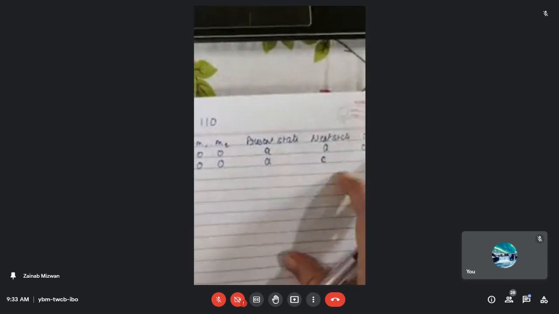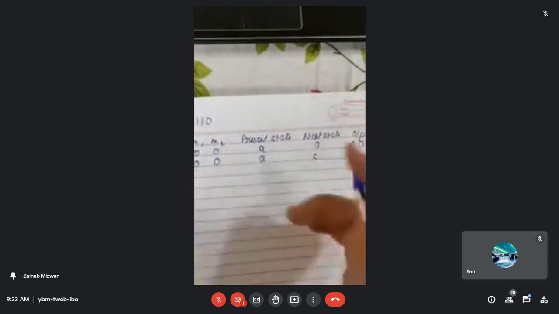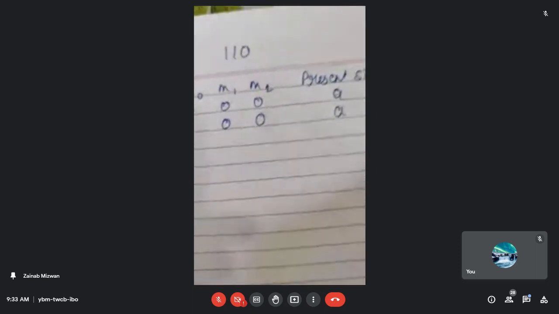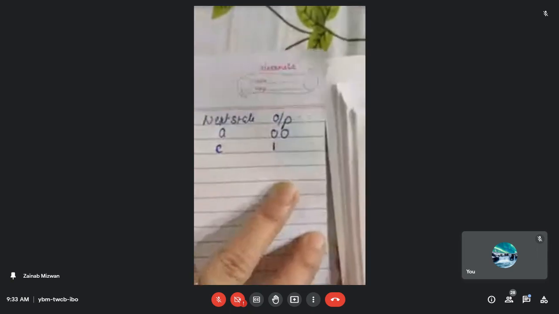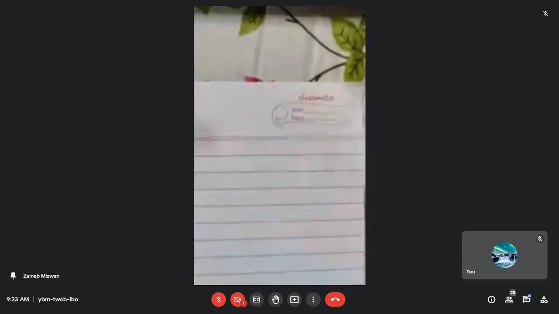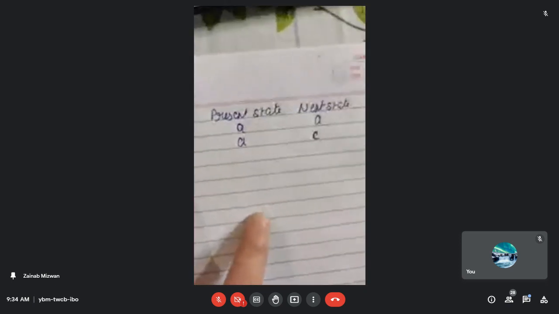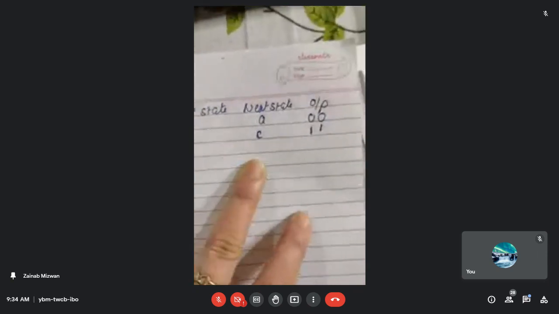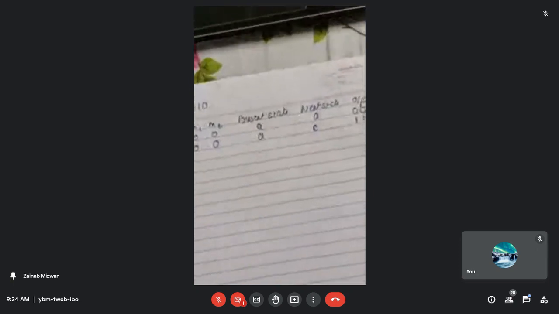And now we can find the output. The output V1 is M0 XOR M1 XOR M2, so the value will be 1. The next output, V2, is M0 XOR M2, so the output will again be 1. So the output is 1, 1. M0 is 1, M1 is 0, M2 is 0, present state is A, next state is C, and the output is 1, 1. This is how we get it for the first input 1.